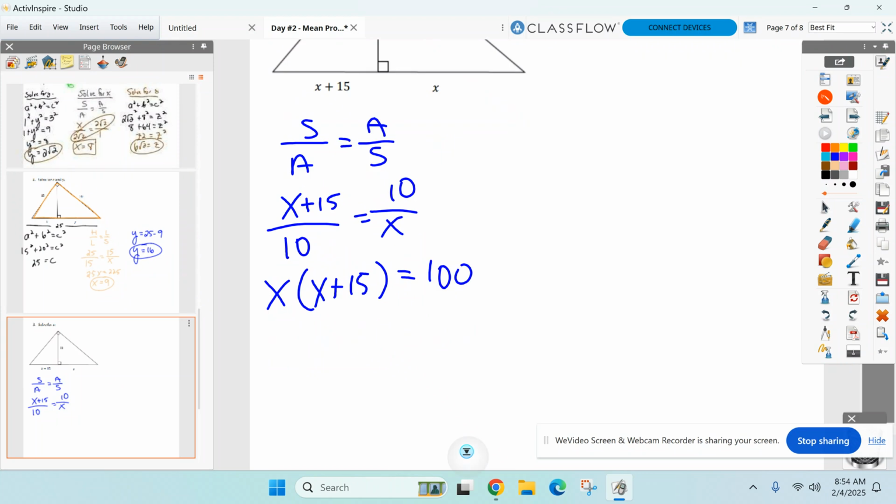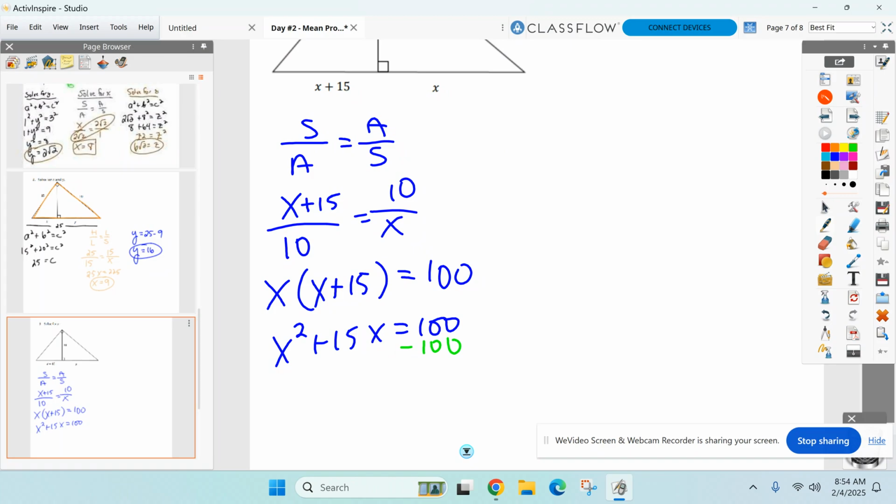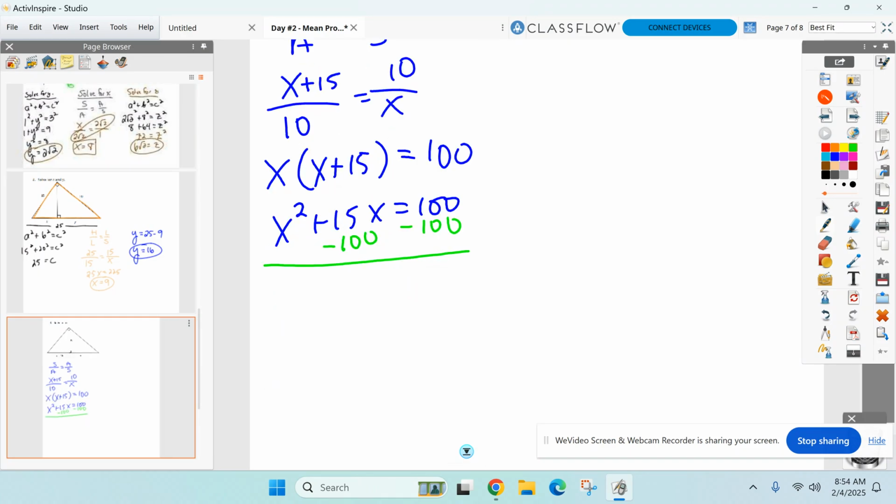You guys know the deal, hopefully, from last unit. X squared plus 15x equals 100. What did we do last unit? Nothing until equals 0. Great job. Got to equal 0. Uh-oh. Oh, boy. I got faith in you. Come on, I got faith.